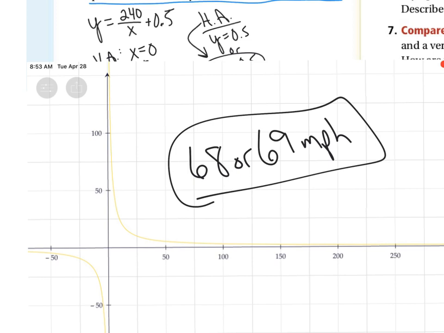And obviously there's other ways we could do that without just being dependent on the calculator. Just taking 240 divided by some number, just keep guessing numbers until 240 divided by that number plus the 0.5 gets you something close to 4. That would work also. So this gives you an idea of how to graph rational functions.